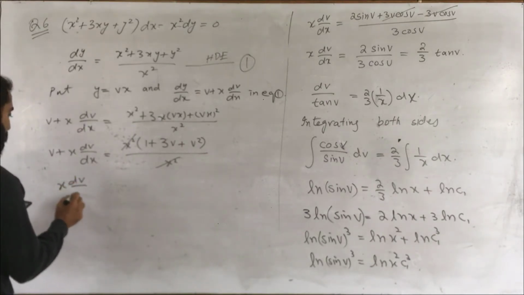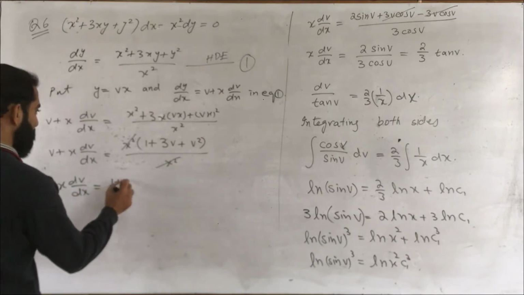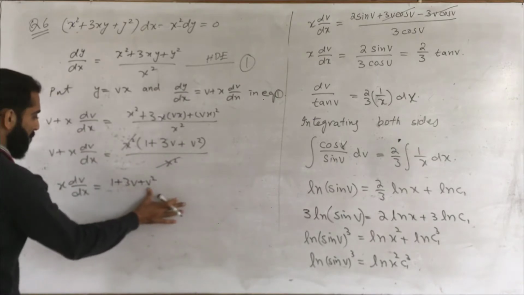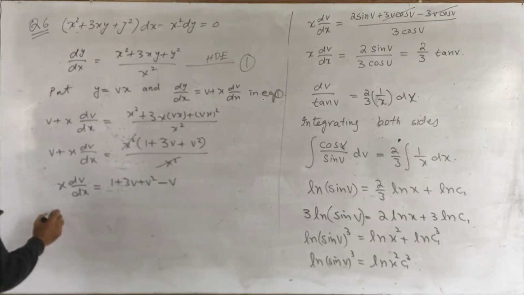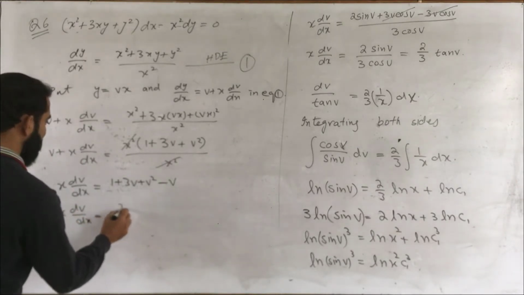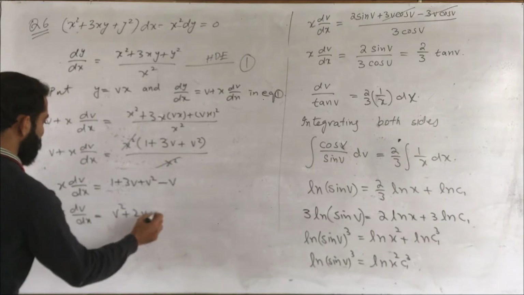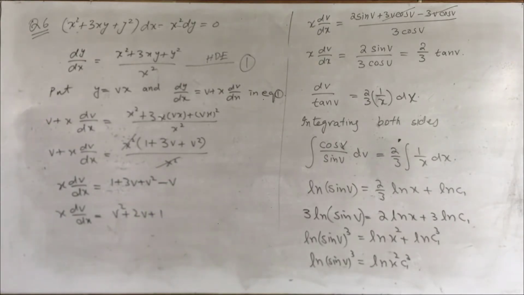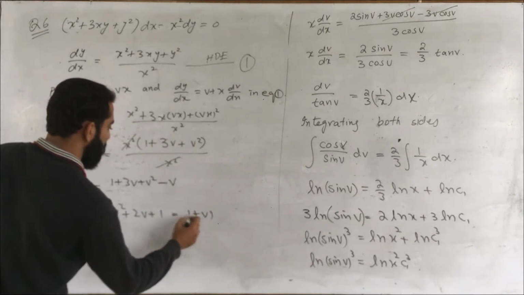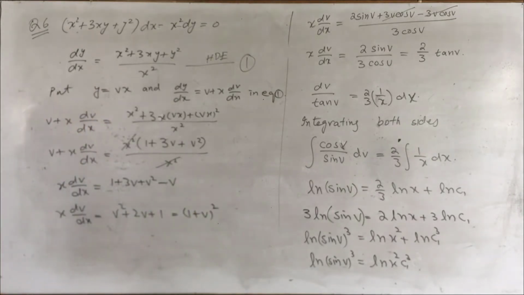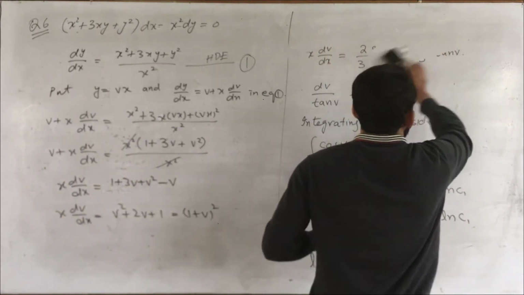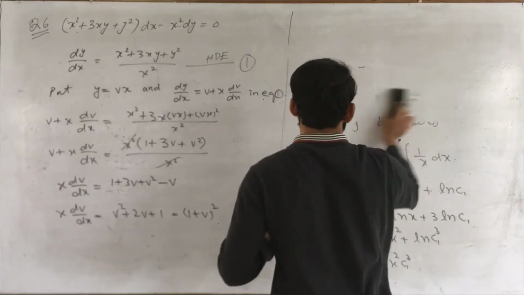x dv over dx is equal to 1 plus 3v plus v square minus v, and x dv over dx is equal to v square plus 2v plus 1, which is equal to 1 plus v whole square. Now separating the variables on both sides and then integrating, we can have the general solution of the question number 6.